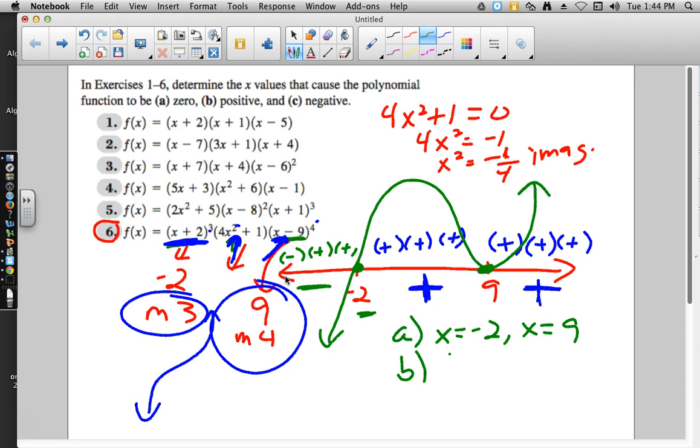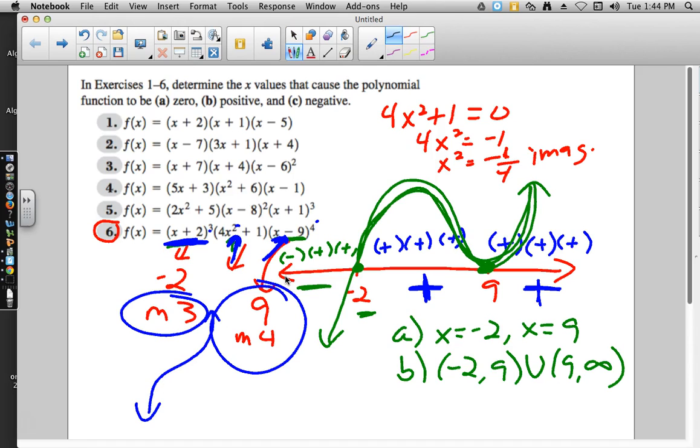And that's going to be from negative 2 to 9, but we can't include the negative 2 and the 9 because those are 0. And then from 9 on up. That's where our graph is above the x-axis. Again, we can't use this point or this point because that is 0.